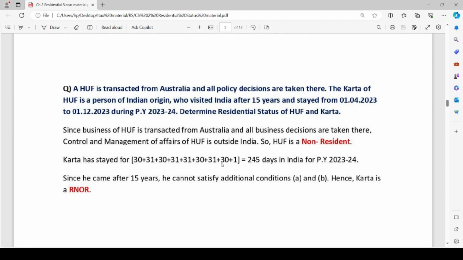And also, the classification of residential status into ROR or RNOR is only applicable for individuals and HUF. For other persons like companies, AOPs, body of individuals, we do not further classify them into ROR or RNOR. We only classify them into either resident or non-resident.